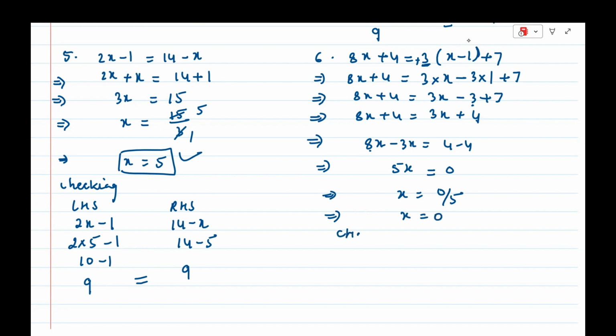Let's come to the checking part. So left hand side, I have 8x plus 4. So 8 into 0 plus 4. Any number multiplied by 0 is 0. So the answer is 4.